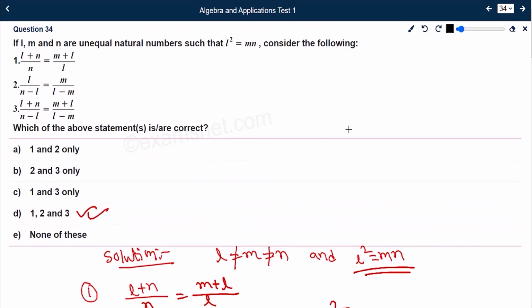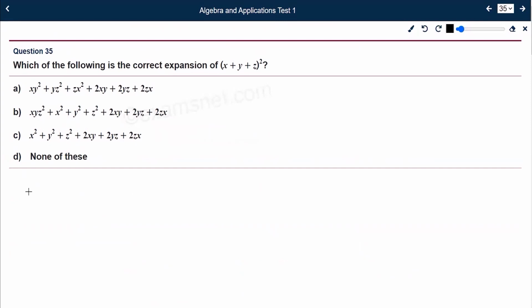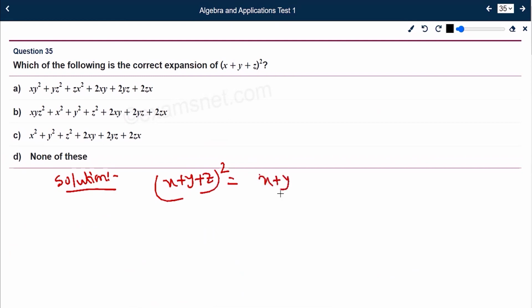Now let's move towards the next sum. Question number 35. Which of the following is the correct expansion of (x plus y plus z) whole square? Okay, let me show you the step-by-step method of this expansion. Here, first we can treat the sum of any two terms as a, and the third one is b. So I will treat it as (a plus b) whole square, correct?